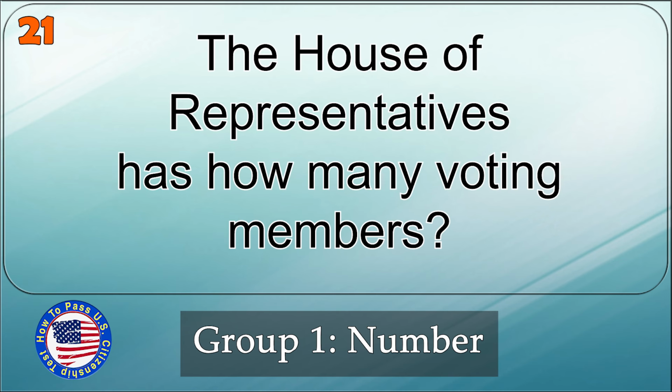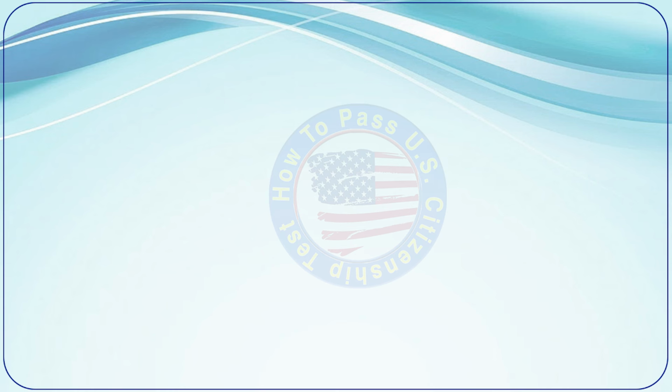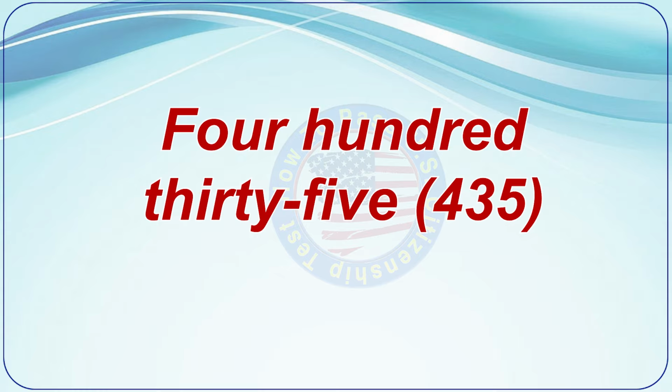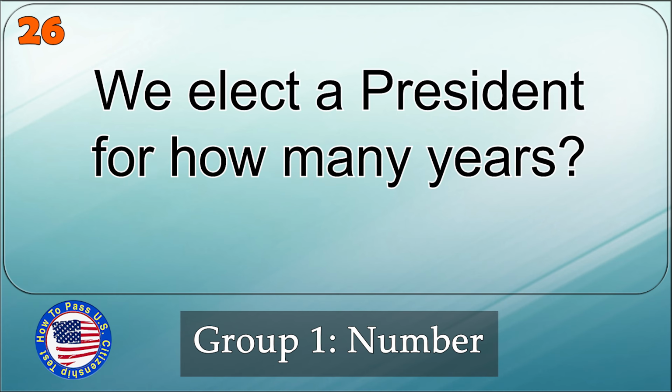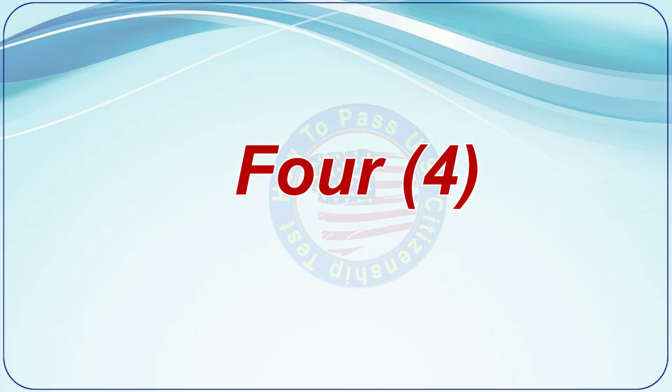The House of Representatives has how many voting members? 435. We elect a president for how many years? 4.